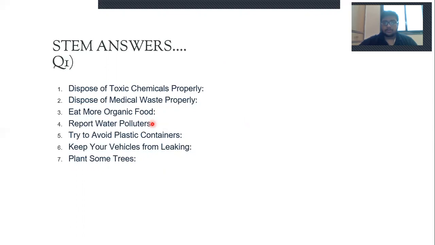Those who are polluting water, we must report them to a municipal corporation or the water bodies that keep track of water pollution. Then we must try to avoid plastic containers, because as long as you are using plastic containers, they eventually get dumped in the water itself, and they cause a lot of havoc.